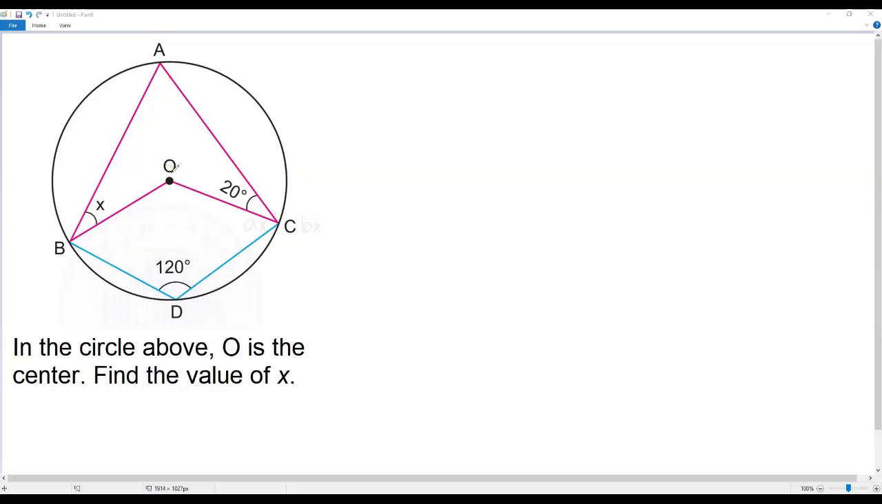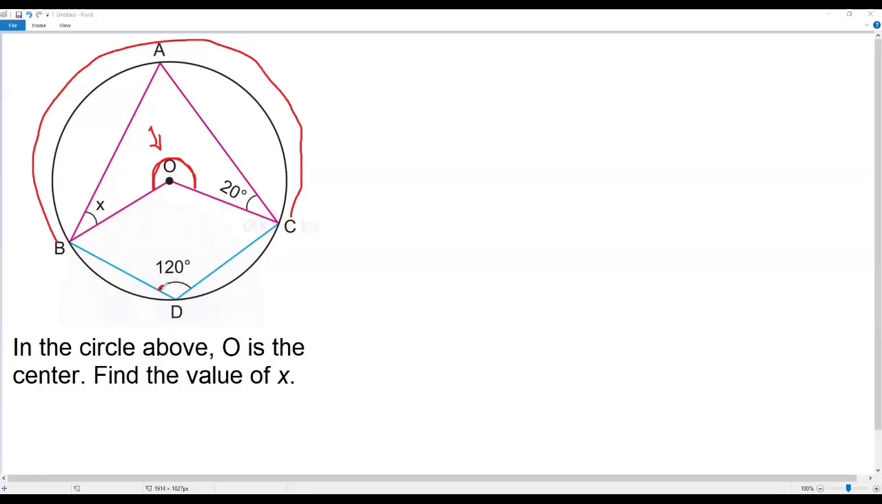Okay, first let's consider the angle measure we have over here. Actually, this is the angle subtended by the arc BAC at the center of the circle. So there is a theorem in geometry: the angle subtended by an arc at the center of the circle is twice the angle subtended by the same arc at any point of the circle. Let's consider this angle measure 120 degrees.